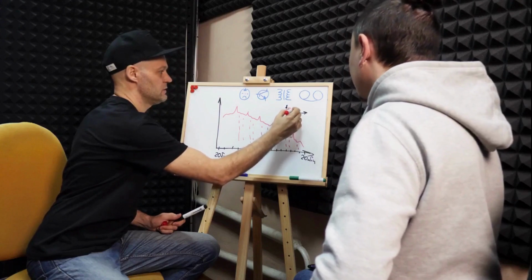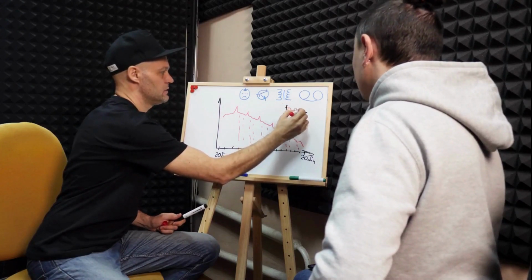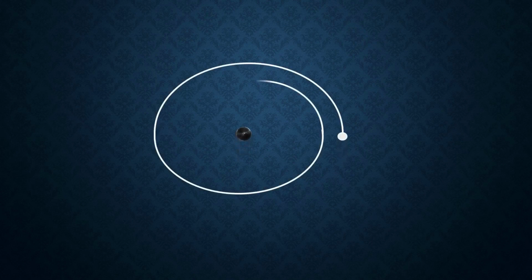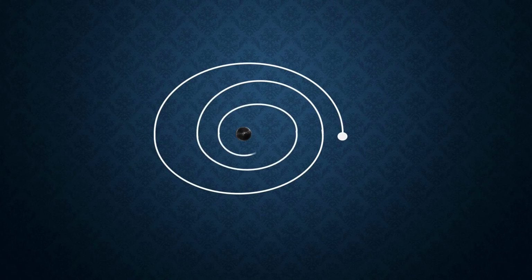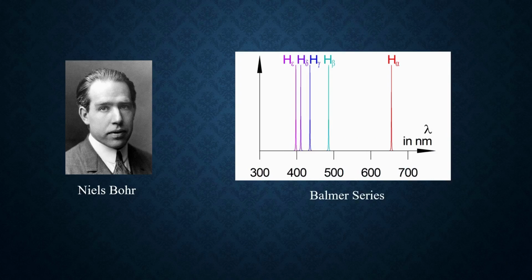However, classical theory posed a challenge to this model. According to classical theory, the electrons, due to their angular acceleration, would continuously lose energy and eventually spiral into the nucleus in a relatively short period of time. In 1913, Niels Bohr proposed a model that not only resolved the dilemma, but also explained the discrete nature of the spectrum. Bohr's model was based on the following assumptions.